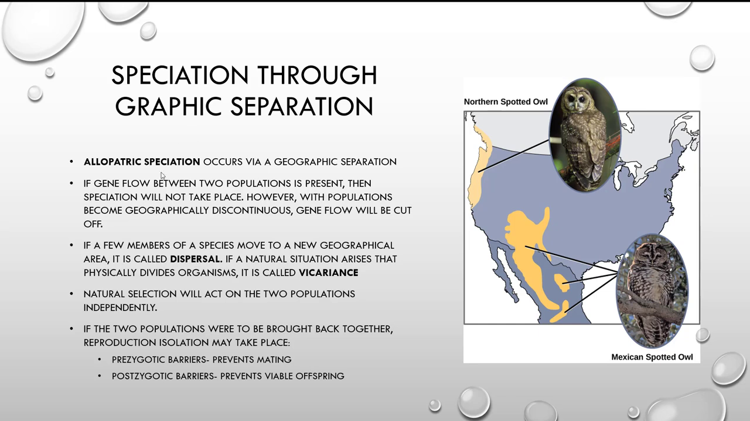Now, when we're talking about allopatric speciation, sometimes we have what is called a founder effect, where a few members of a species move to a new geographical area. That's what we call dispersal, okay?